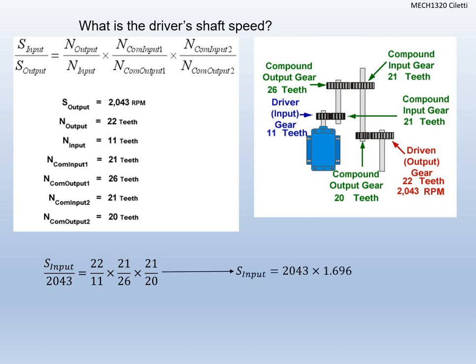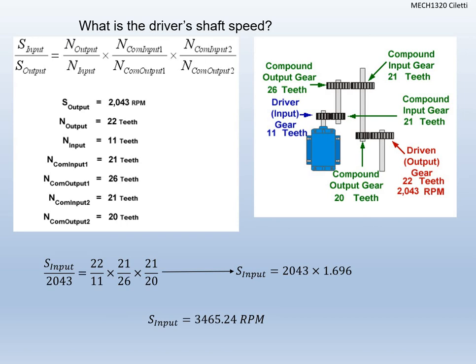So when we do this, our input speed is going to be 2043, which is the output speed, times our ratio, 1.696. When we do that, our input speed ends up being 3,465 revolutions per minute. All right, and then we'll do one more example of this.